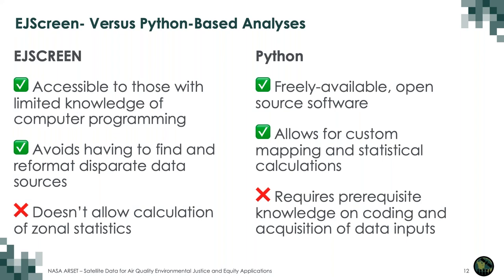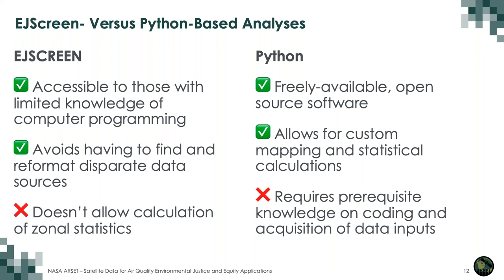Now, EJScreen is a fantastic resource for those who might not have a strong background doing formal data analyses through software like GIS, MATLAB, R, or Python. EJScreen is also great for an introductory analysis where you want to explore whether there's a potential relationship between demographic and environmental variables, but you might not want to invest a lot of time acquiring your own data inputs and writing your own code to investigate a relationship that might or might not exist.